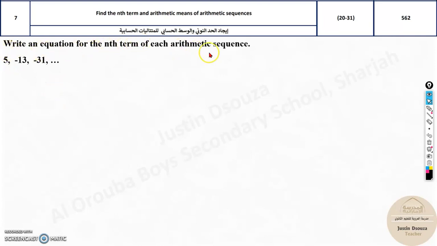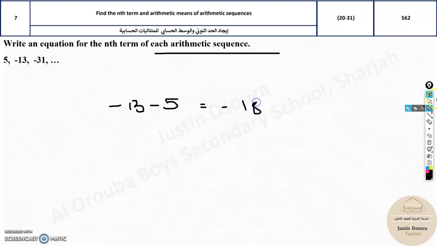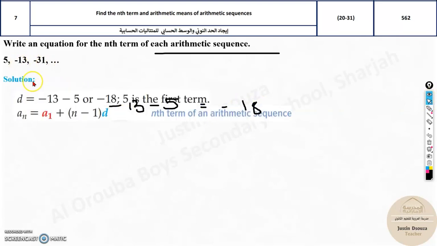Write an equation for the nth term for each arithmetic sequence. Over here, this is given as 5, negative 13, negative 31. You do not need to find the common difference for everything. They have told us this is an arithmetic sequence. Just find for the first value, negative 13 minus 5, it will be negative 18. That's it. So this must be added everywhere. Now you can see the d is negative 18.